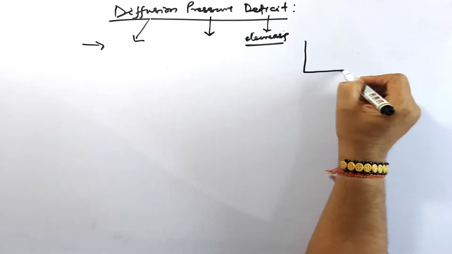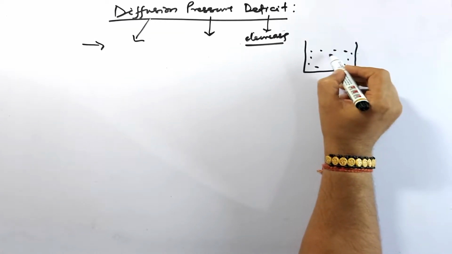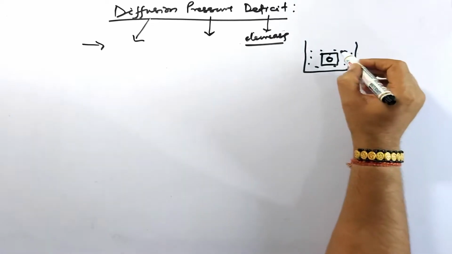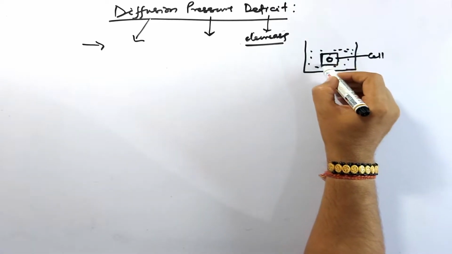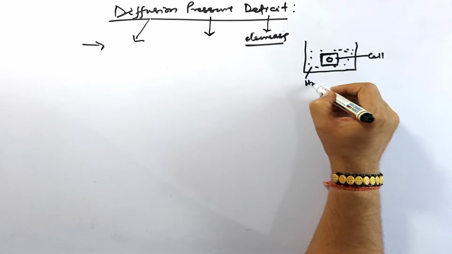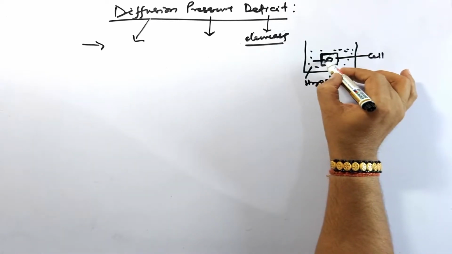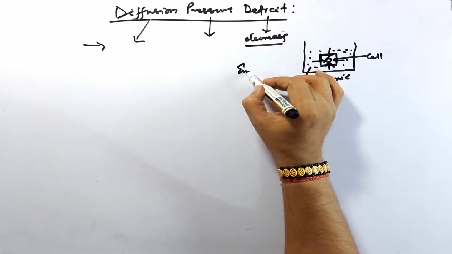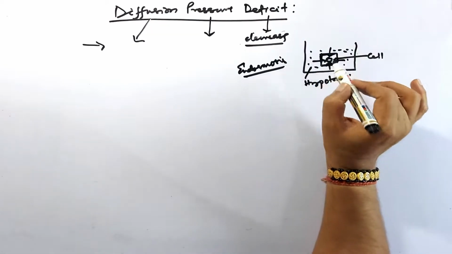This phenomenon is very important. Let's see. Suppose this is the surrounding water and a cell is kept inside it. So this is the cell. In normal condition, what happens? Because of the hypotonic conditions, endoosmosis is going on, which simply means the water is entering.